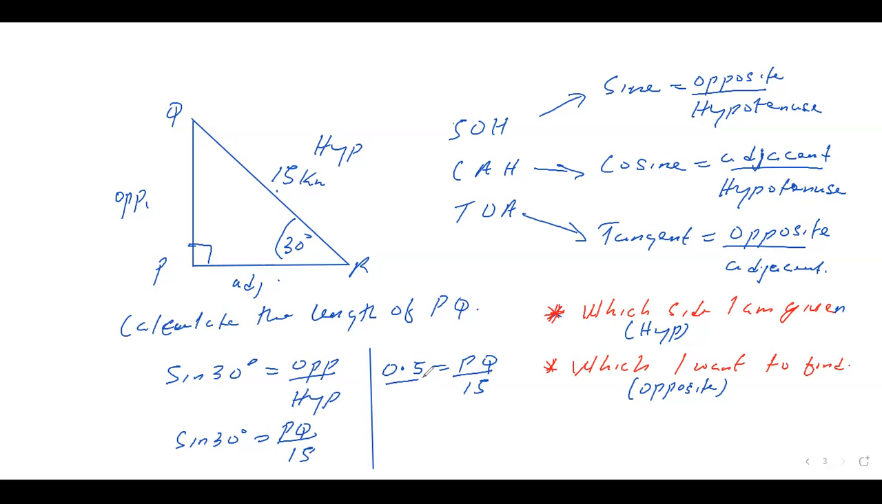Then we put this over 1. When you put this over 1, what do we do? We cross multiply. So you get 0.5 times 15 is equal to PQ. Multiply 0.5 times 15 and tell me what you get. 7.5.